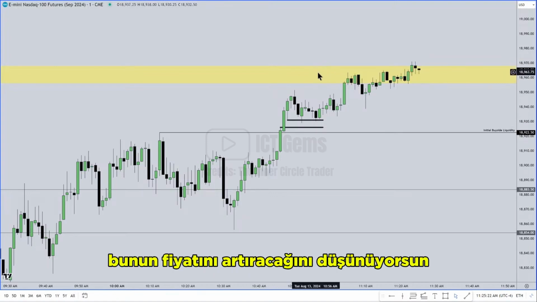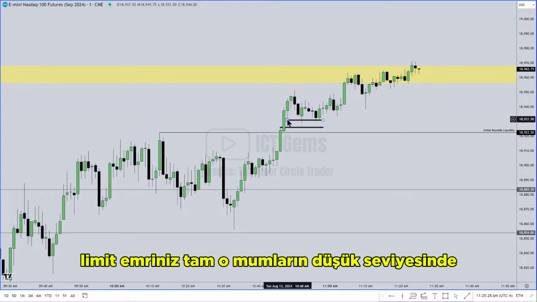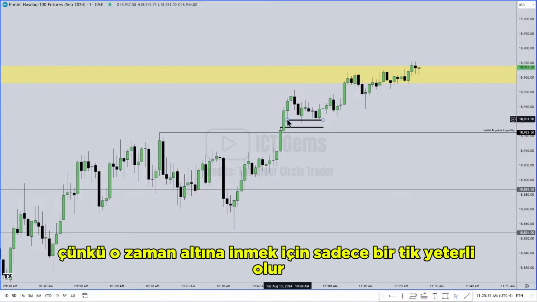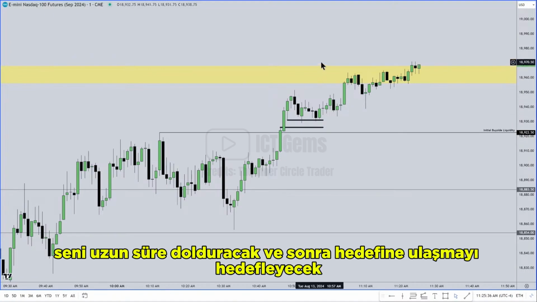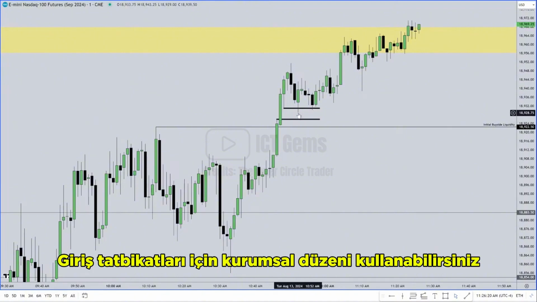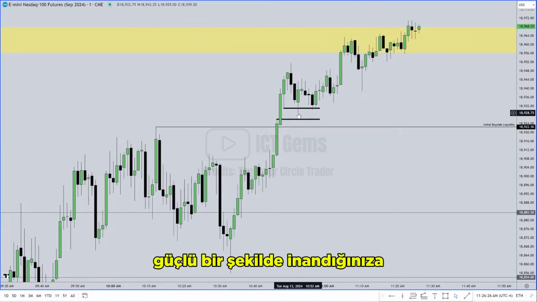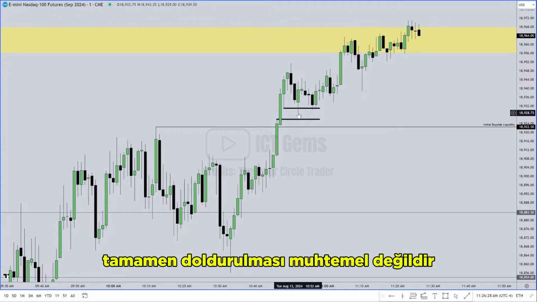If it's something like this, then you anticipate them staying open, and you have a target up here that you think is going to draw price to, you can put your limit order right at this candlestick's low, because then it only takes one tick to get below it to fill you long and then aim for your target. But when it's open like this, you can use institutional order flow entry drills, which is a partial entry into a fair value gap that you believe strongly is not likely to completely fill in.